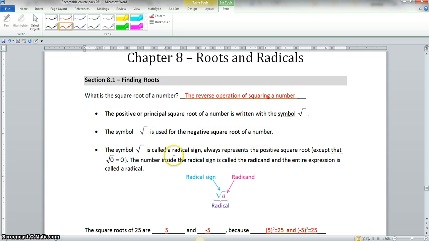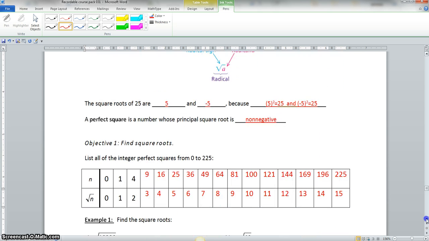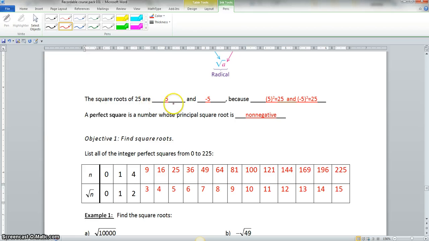The simple square root is called a radical sign. It always represents the positive square root, except that the square root of 0 is 0. The number inside the radical sign is called the radicand, and the entire expression is called a radical. Now, the square roots of 25 are 5 and negative 5 because 5 to the second power is 25 and negative 5 to the second power is 25.